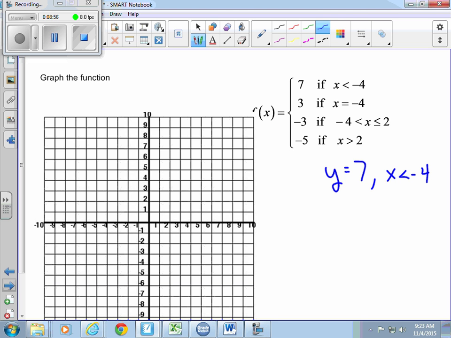So what does that look like? Am I going to draw it all the way across the grid? Where am I going to draw it? When x is less than -4, so that's to the left of -4. -4 is here. So I'm going to put an open circle and draw a horizontal line to the left of -4. Everybody see how I got that?